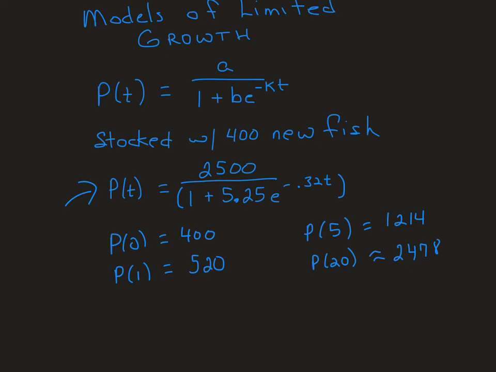Let's see what happens if we checked at 30 months. So notice we get 2499. It's almost 2,500, but we'll never actually reach 2,500 because of those limiting factors: the other fish in the pond, the size of the lake, the availability of food. So this is a limited growth model.